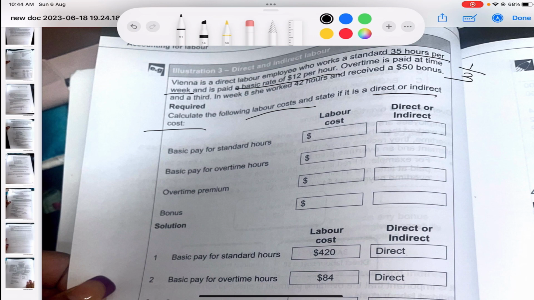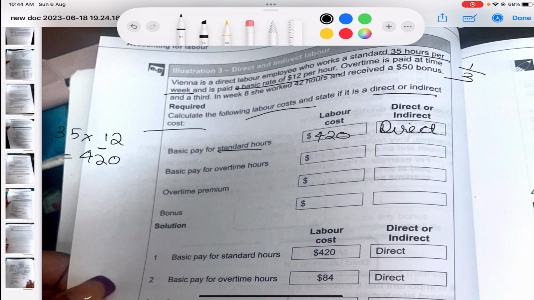Let's begin with the basic pay. How would you calculate the basic pay? She worked for 35 hours, that is given in the question, and for each hour you are paid $12. So that would give me $420. So the basic pay for standard hours is $420, and this is my direct labor. We have discussed that.